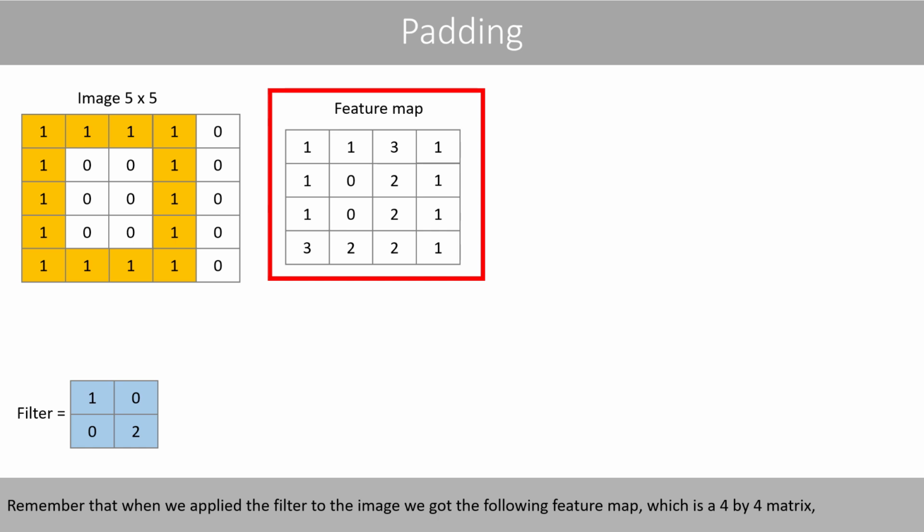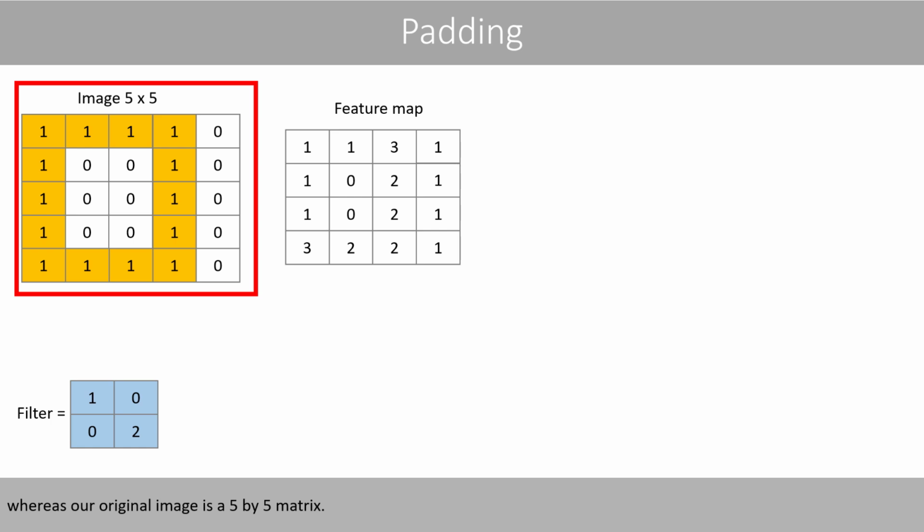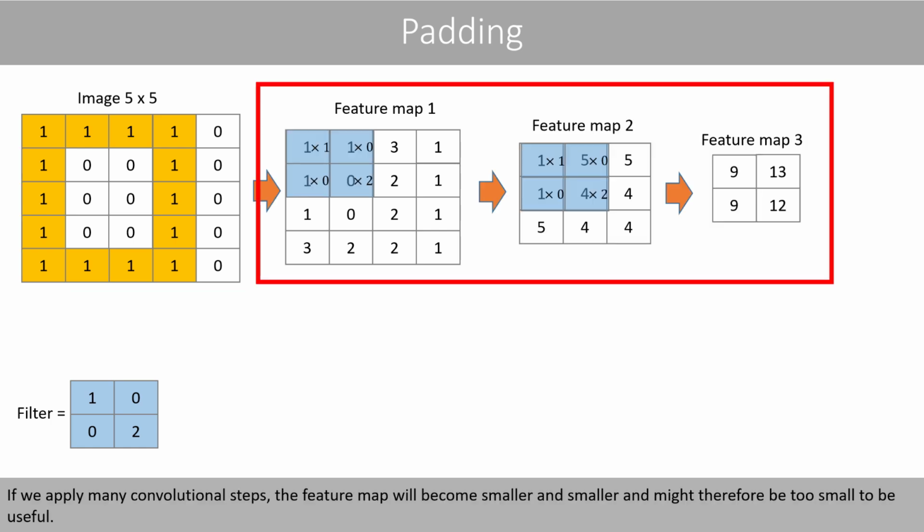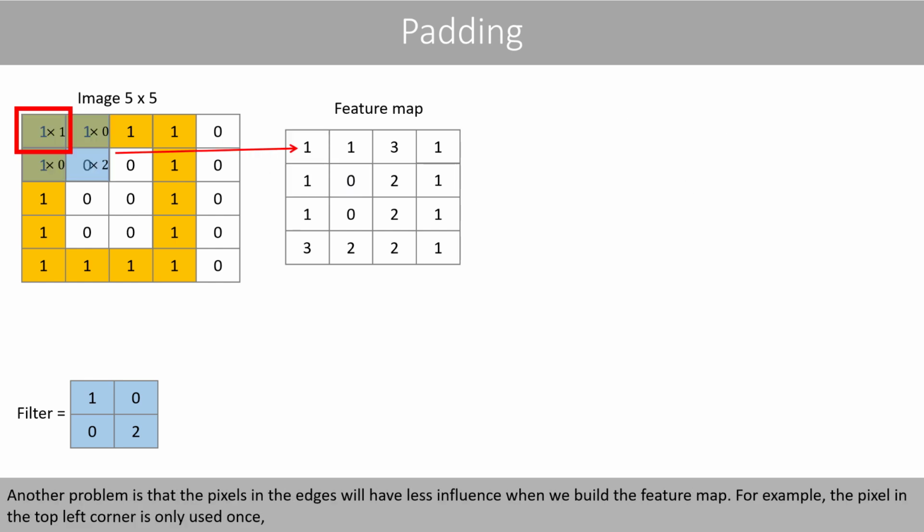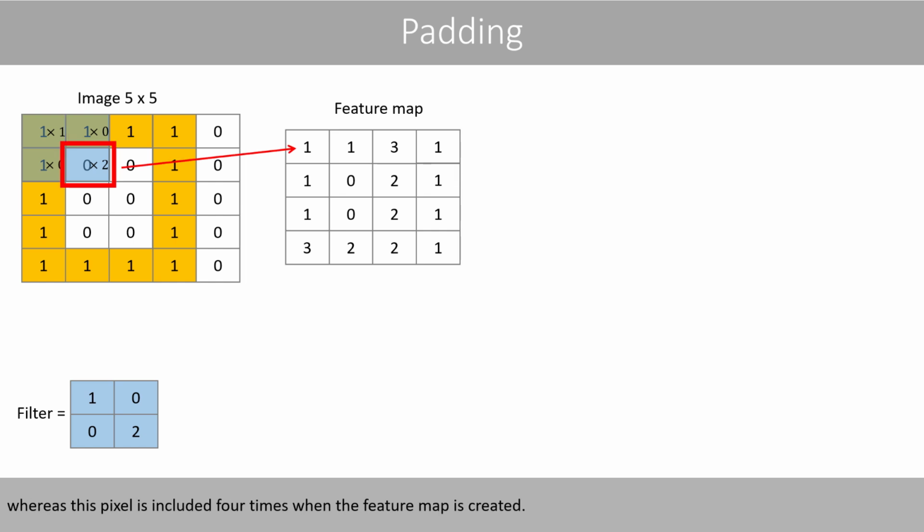Remember that when we applied the filter to the image, we got the following feature map, which is a 4x4 matrix, whereas our original image is a 5x5 matrix. If we apply many convolutional steps, the feature map will become smaller and smaller and might therefore be too small to be useful. Another problem is that the pixels in the edges will have less influence when we build the feature map. For example, the pixel in the top left corner is only used once, whereas this pixel is included 4 times when the feature map is created.